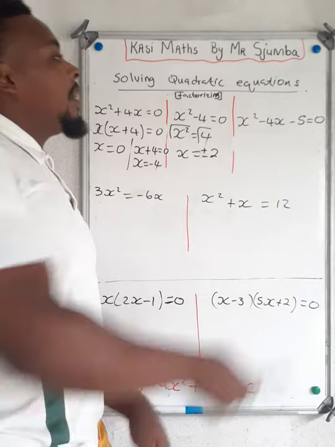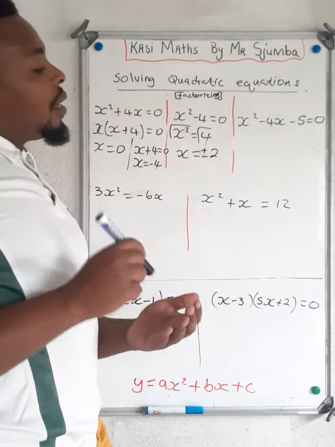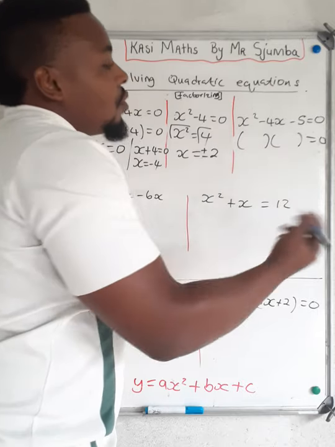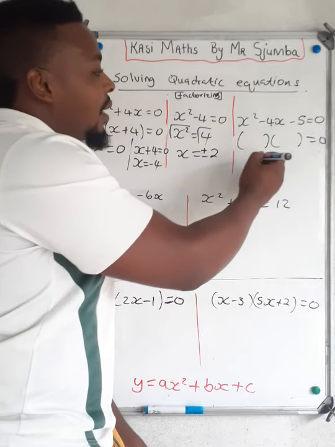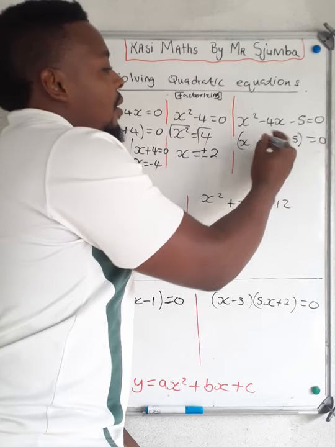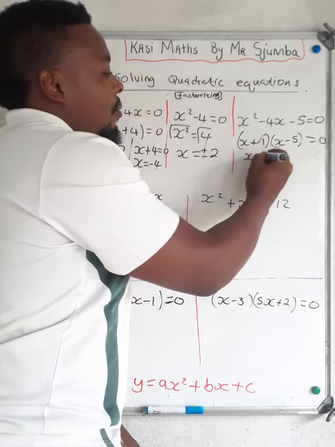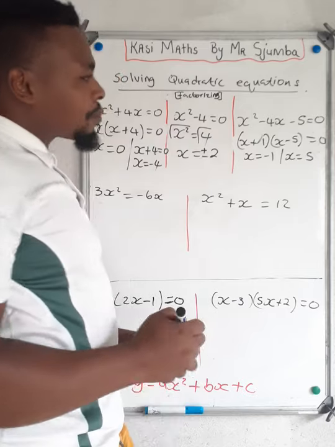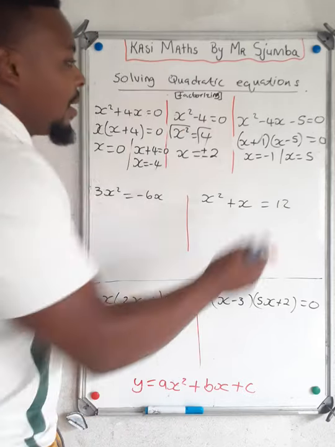Let's try again if you look at a, b, c. We use brackets, so we have factors. Then x over x, 5 over 1, minus and plus. So x equals minus 1, and then x equals 5.